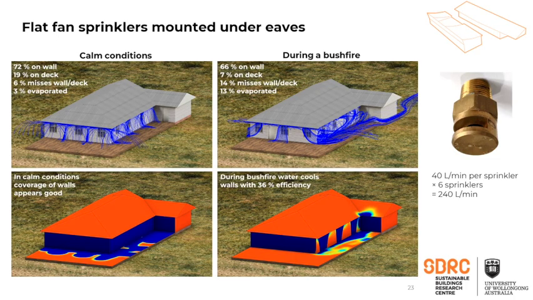And then the last system we simulated was using flat fan sprinklers. These are similar to what will be installed on the windows here on this building. So these are mounted under the eaves and pointing at the top of the wall. So that's trying to get that film of water flowing down the surface. And during normal conditions, it looks quite effective. And during a bushfire, it still is fairly effective with about 36% efficiency. It's illustrating that principle of trying to deliver the water to the surface and let it run down the surface to protect it, that seems to be the best approach.